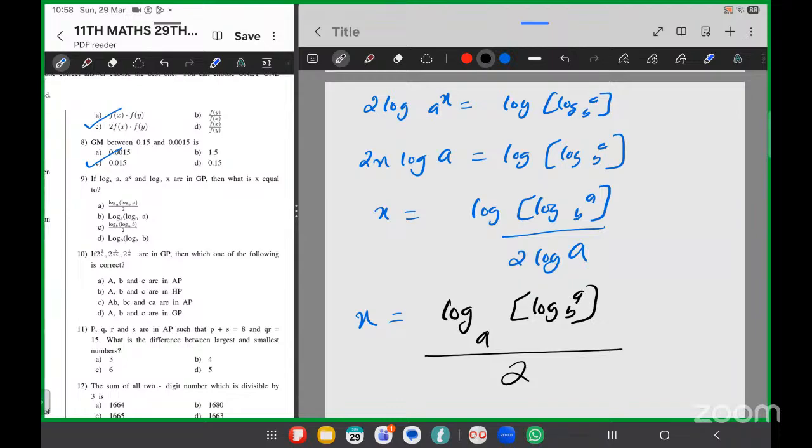So option A, the GP should be the answer. It should be answer A.